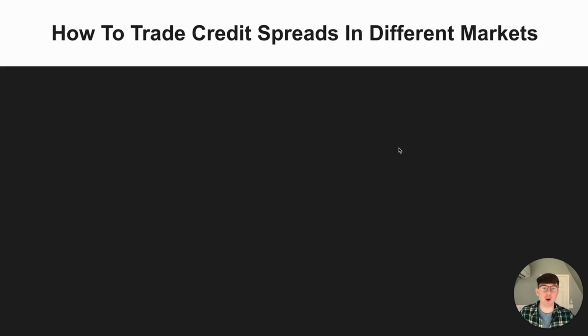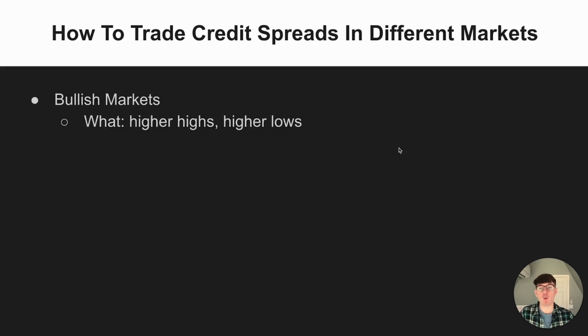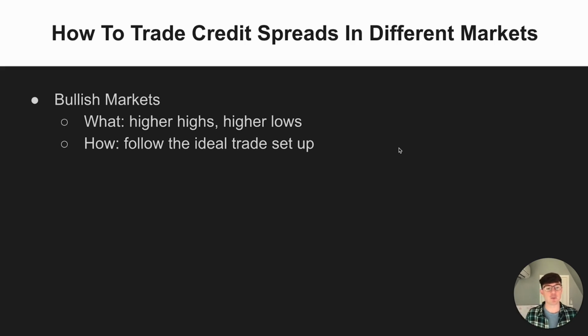How do I trade credit spreads in different markets? Okay. What about bullish markets? Bullish markets are defined as higher highs and higher lows. That means the market is moving higher, moving upward. If that is true, I'm going to follow the ideal trade setup, which is going to be the best practices, or if I'm using mine, whichever one you want to use, you're just going to follow that typical setup. Because again, credit spreads are made to profit in upward markets.